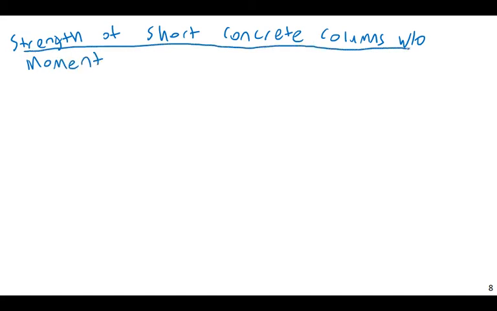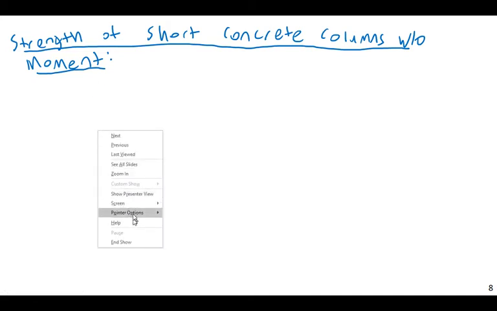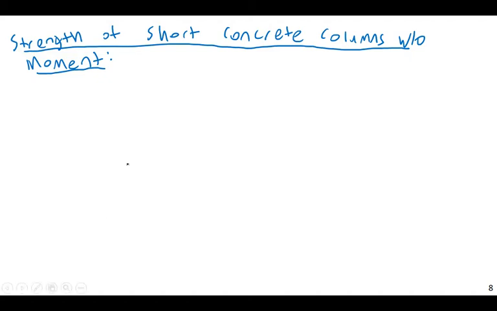The strength of short concrete columns without moment. This is going to be fairly simple. For a concrete column, we're looking at the condition of a short column, that means no buckling. No moment, well, that means we only need to consider axial force.